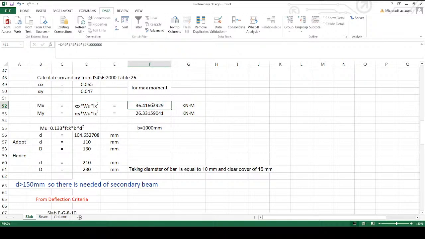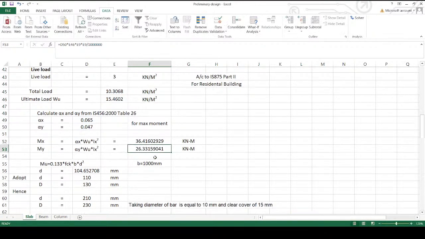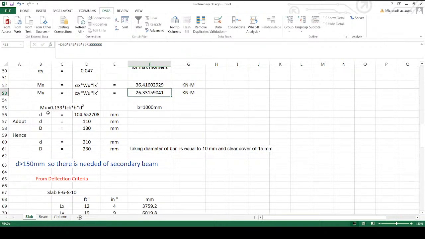And you have to calculate this using this formula, and you have to calculate again this using this formula, and you have to calculate the d. Here M is equal to 0.133 fck b d square, and b is equal to 1000, fck is equal to 25, M is equal to the greater value among these, that is 36. And we have to calculate the d, small d. We have calculated this using this formula, and d we have got 110, and capital D is the overall depth, that is 113 plus clear cover plus diameter by 2.